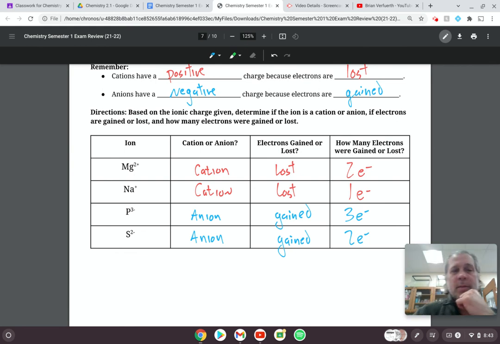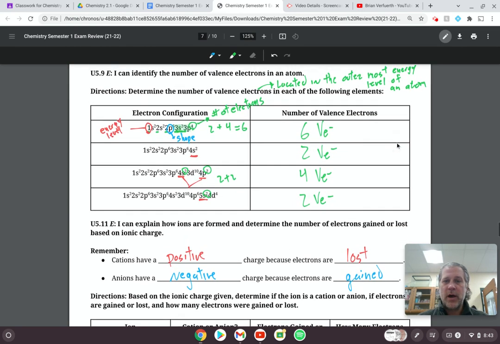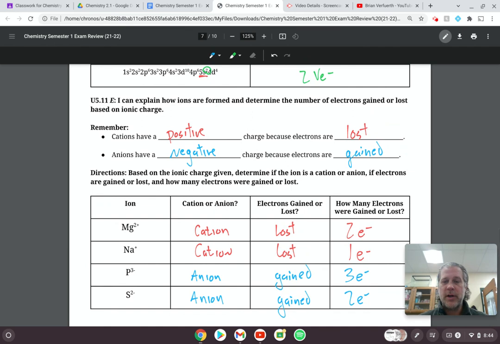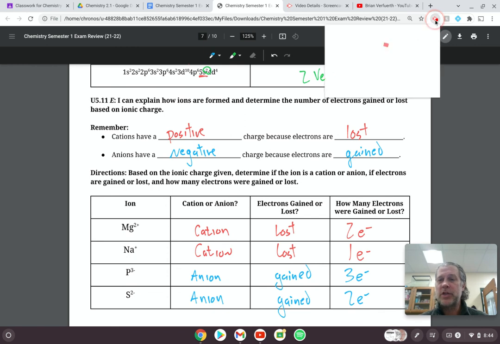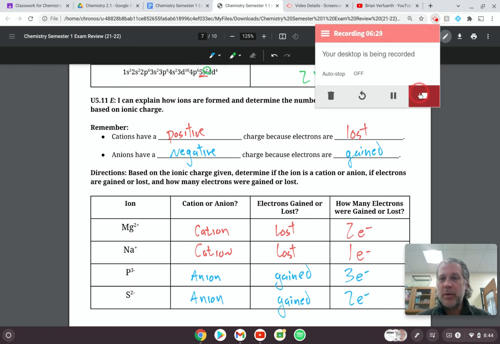So I think that I'm going to stop this one right here, and I'll do a little bit more detail on the next page. So if you have any questions about how to identify valence electrons, or how to identify whether an atom is a cation or an anion, or how many electrons it's gained or lost, please have a chat with your teacher. Otherwise, good luck preparing for your exams.